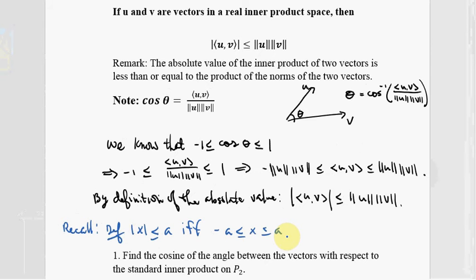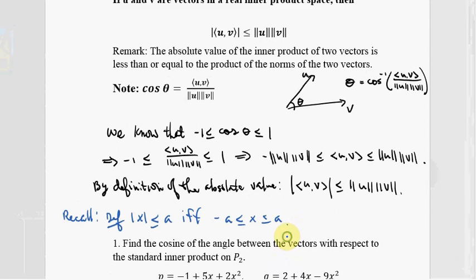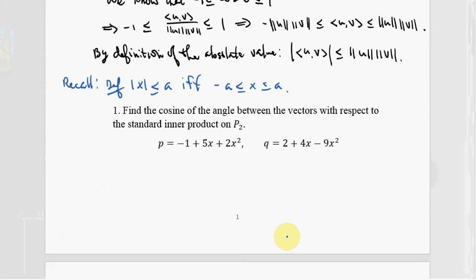Well, the exact proof of the Cauchy-Schwarz is more involved, but this is what my professor would call an intuitive bird's eye look at the Cauchy-Schwarz inequality. Well, here, find the cosine of the angle between the vectors with respect to the standard inner product on the polynomial 2 space.